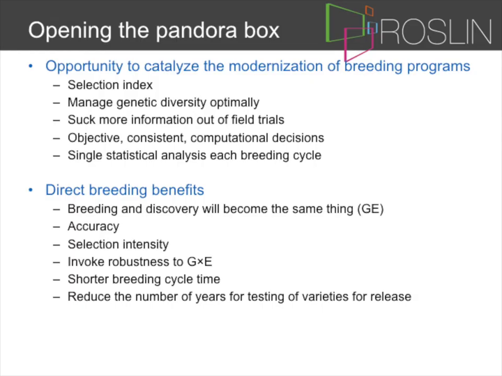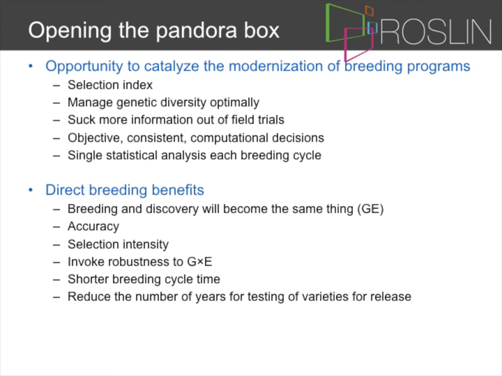So I'll just conclude with a few wrap-ups. So I think genomic selection opens the Pandora's box for breeding programs. We can think about economic selection indices. We can think about managing genetic diversity globally using optimal contributions. We can think about designing and analyzing our field trials with a genomic relationship matrix so that we suck more information out. We can have objective, consistent computational decisions.